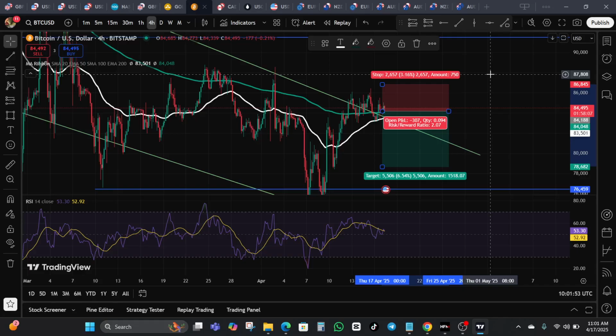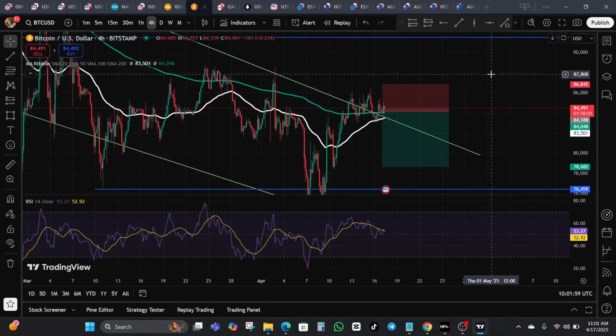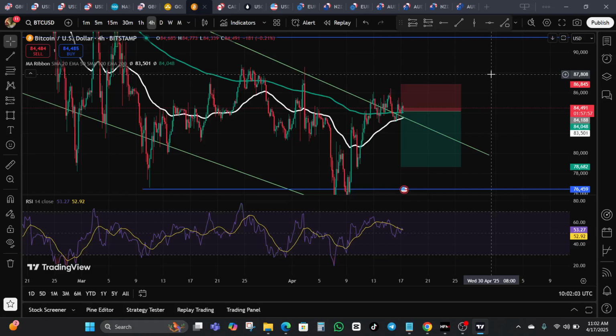Now, swing trading is all about patience. Remember that this is a swing trading strategy. Once you are in, let the trade breathe. Do not micromanage. You are not scalping here. If you are a scalper, you can check out the video we discussed about scalping. But if you are a swing trader, then you trade with a swing trader mindset.